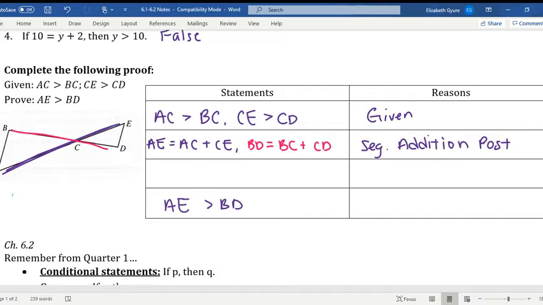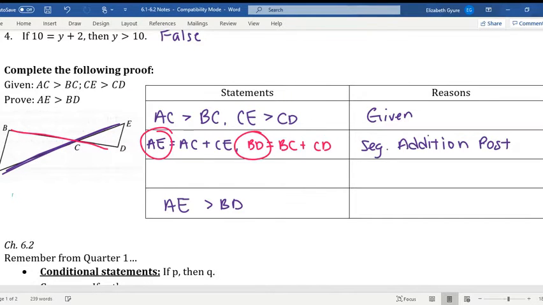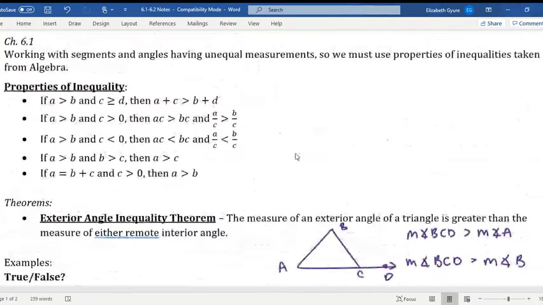So we got our segment addition postulate. That's great and all. But how in the world am I now going to get AE is greater than BD? How am I going to get those things together in one inequality? Any ideas? I would maybe take a look at some of our properties up here. Is there a property that could help us? Anybody?